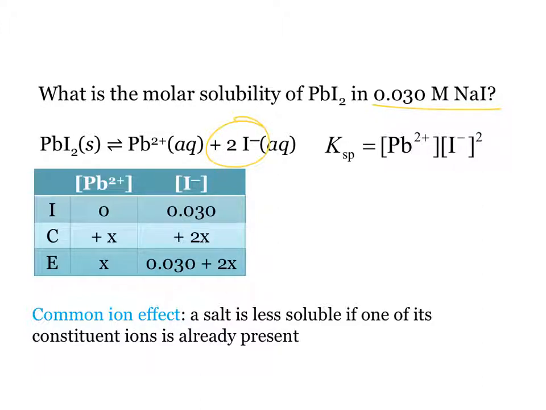The initial concentration of lead 2 ions is still 0. But now we have a background concentration of iodide that is 0.030 molar. The change line remains the same, plus X and plus 2X, but our equilibrium line is now X and the sum of 0.030 plus 2X. So how do we handle this calculation? Can we make any assumptions about the size of X, 2X, or 0.030?